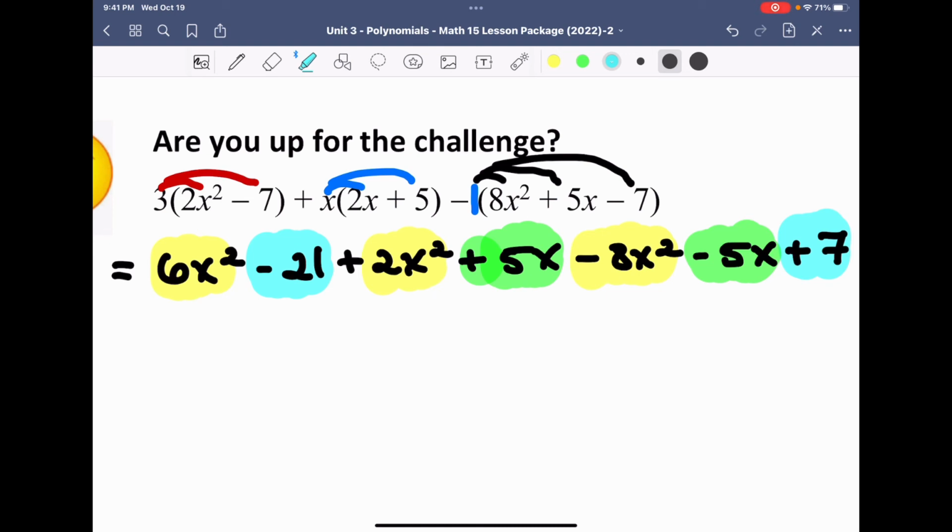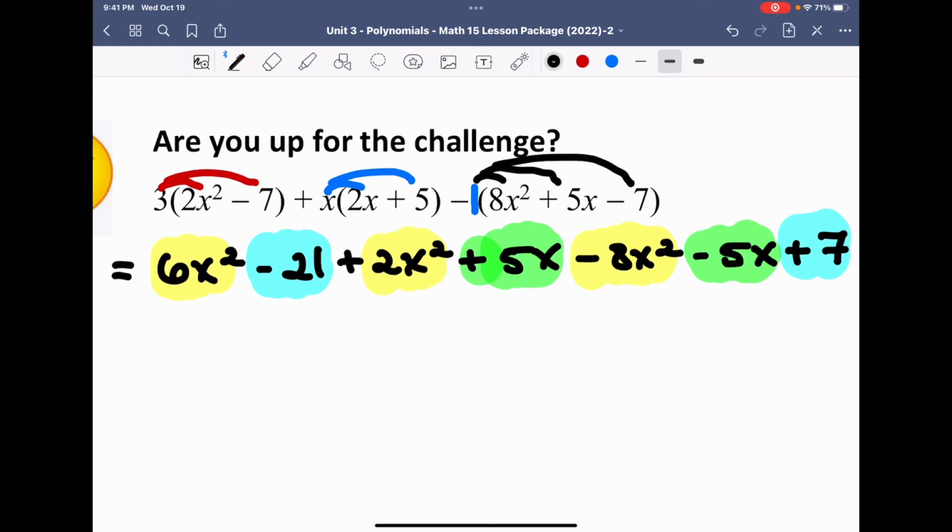Now this becomes really easily visible to see which ones go together. We have 3 x squared terms, we have 2 x terms, and we have 2 constant terms. We're going to add all those coefficients together. Now, what if you don't have different colors? Here's a way you can organize this. If you just have a pencil, here's what you can do.